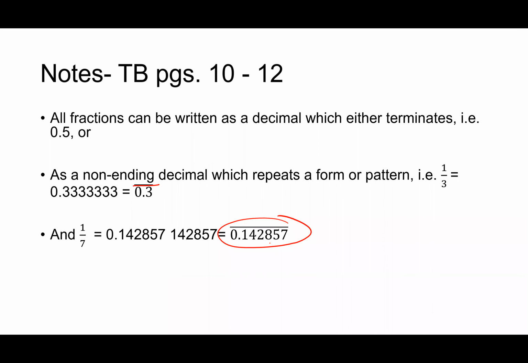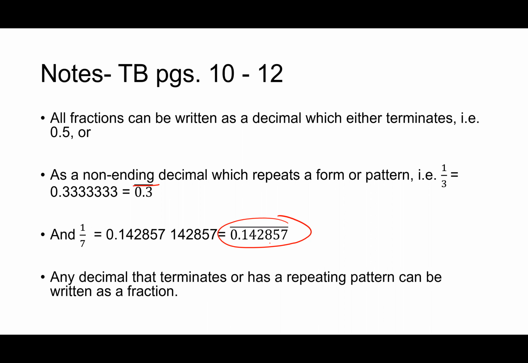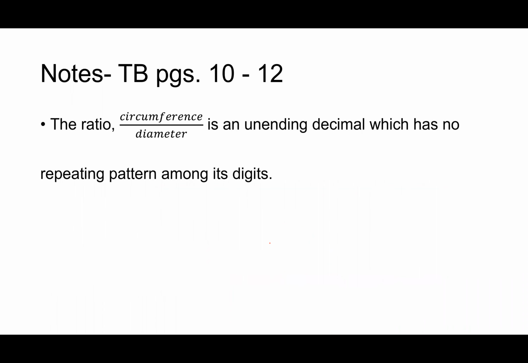All right. Any decimal that terminates or has a repeating pattern can be written as a fraction. Pi cannot be written as an exact fraction. However, we will use a fraction that will approximate pi. The ratio circumference divided by diameter is an unending decimal which has no repeating pattern among its digits. You'll have similar digits, but there's absolutely no pattern.